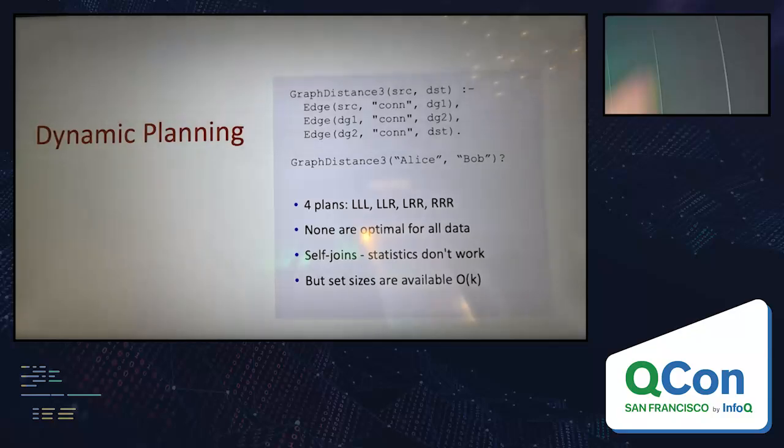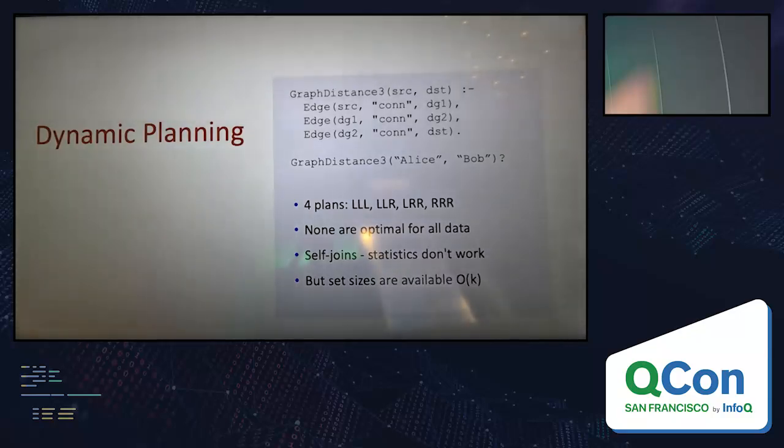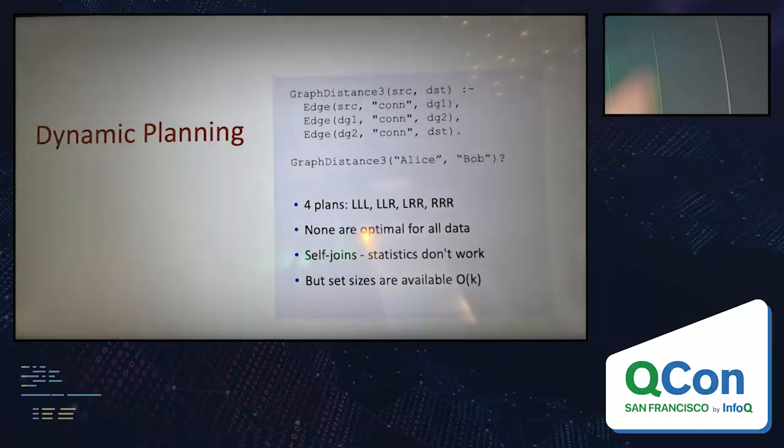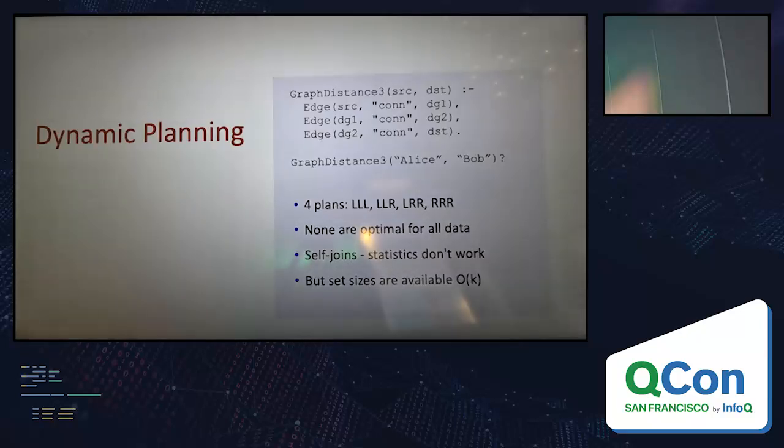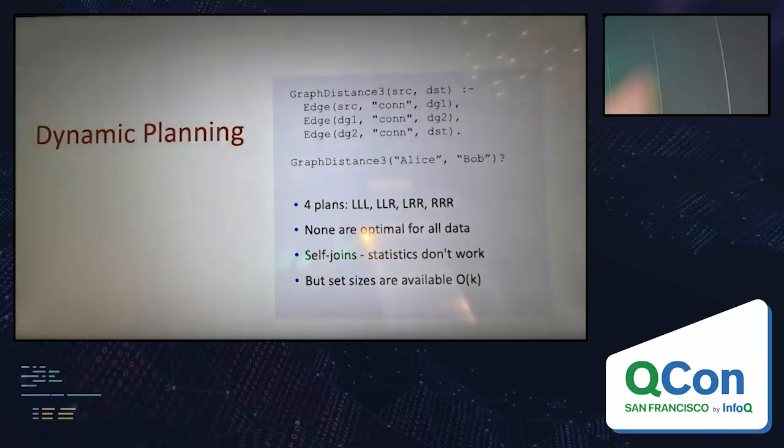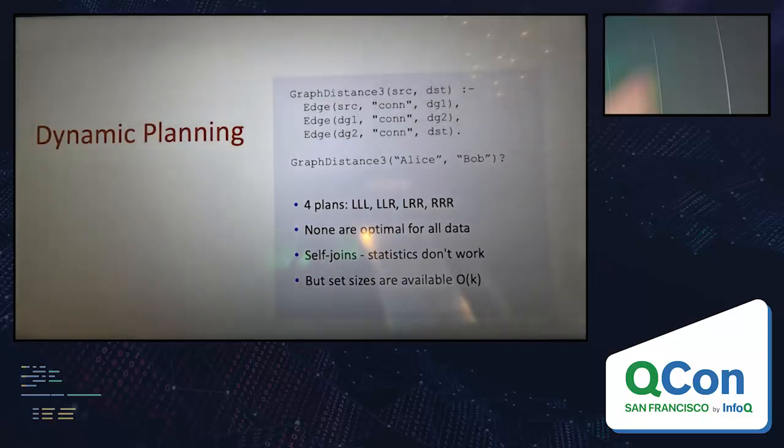None of these plans are optimal for all data. And we're doing self-joins, so according to our statistics, each edge constraint in this query looks identical. They're all the same. But what makes them different is what data is in the graph.